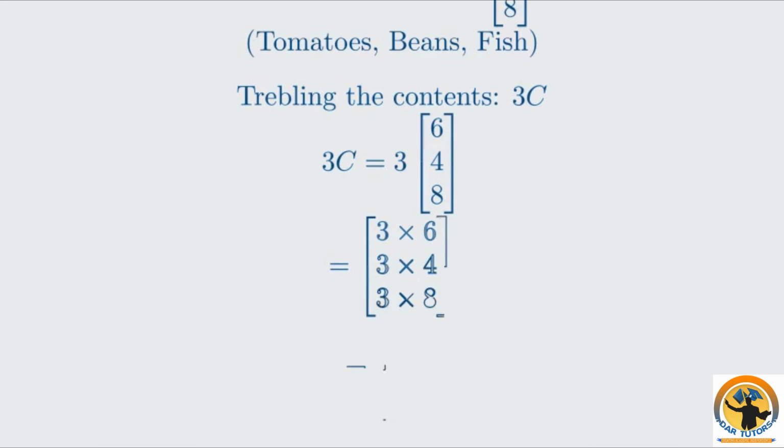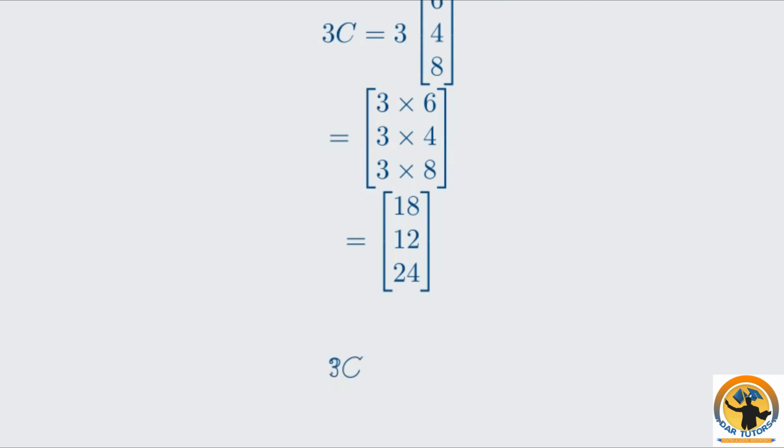We do this by multiplying each element inside the matrix by 3. The resulting matrix, 18, 12, 24, represents the tripled contents: 18 cans of tomatoes, 12 cans of beans, and 24 cans of fish. The new matrix has the exact same order as the original. We can also multiply by fractions or negative numbers.